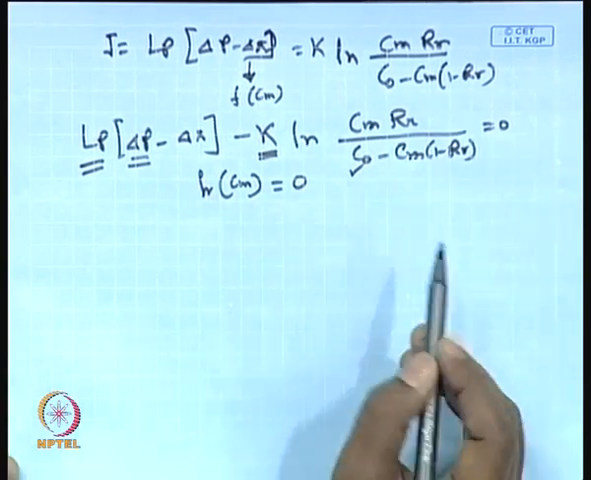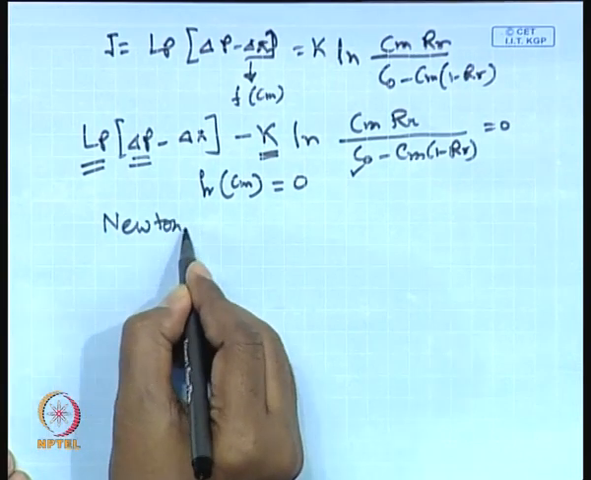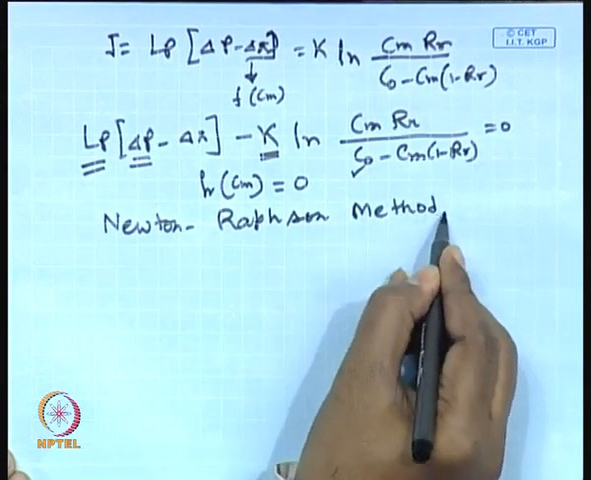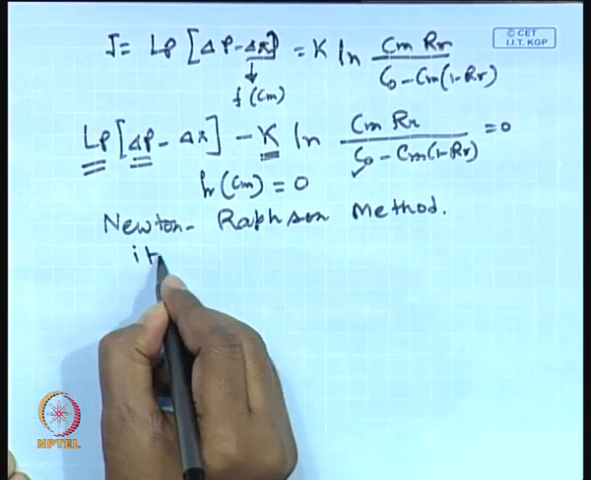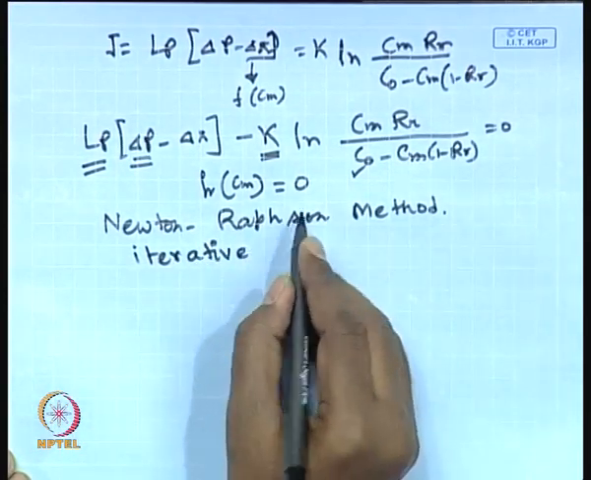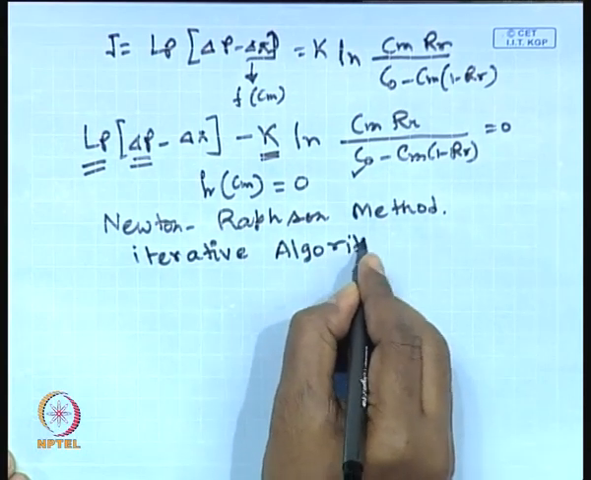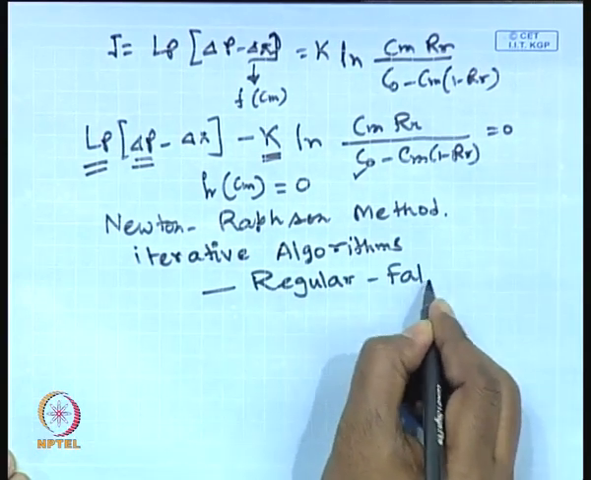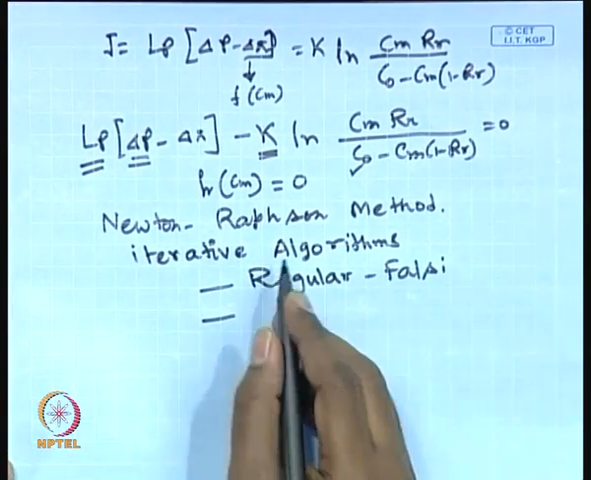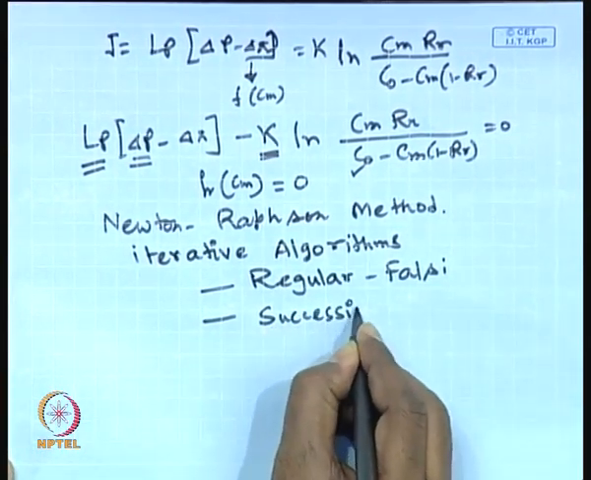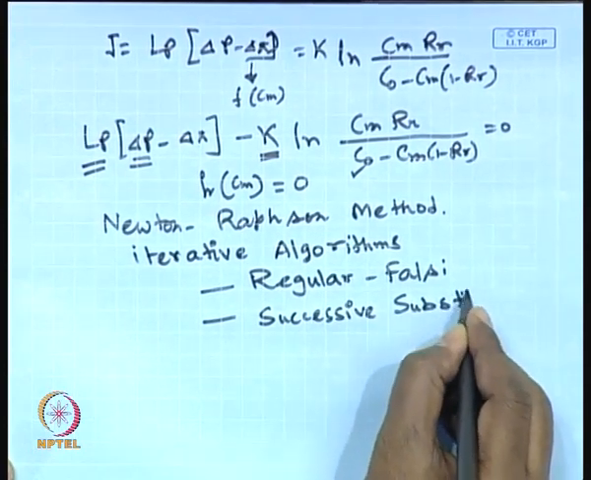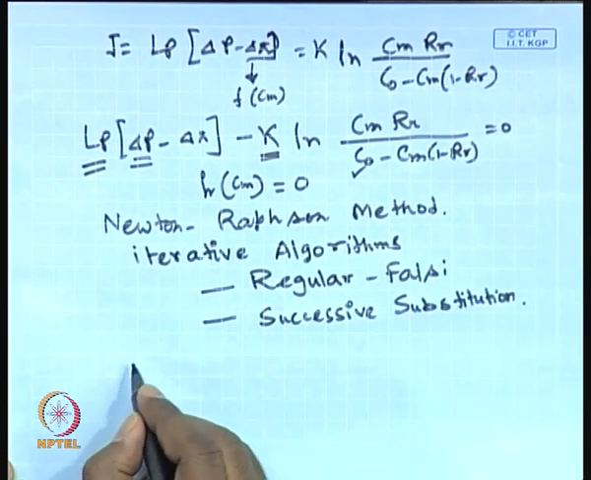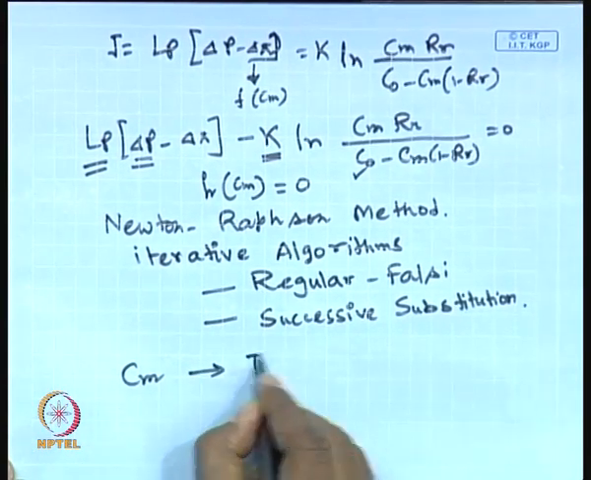So, by using trial and error solution, one can use the Newton-Raphson method. There are other iterative algorithms also available, like regula falsi, successive substitution. So using any iterative technique one can evaluate the value of Cm from the above expression. It is basically a trial and error solution.